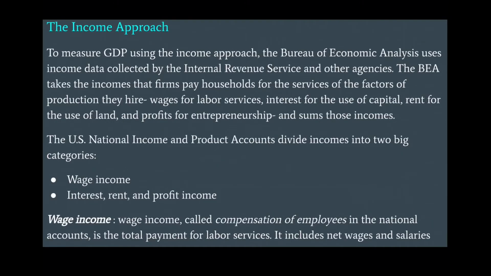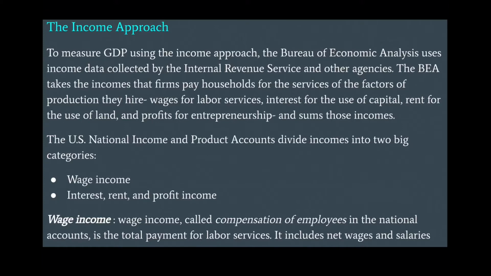The income approach. To measure GDP using the income approach, the Bureau of Economic Analysis uses income data collected by the Internal Revenue Service and other agencies. The BEA takes the incomes that firms pay households for the services of the factors of production they hire: wages for labor services, interest for the use of capital, rent for the use of land, and profits for entrepreneurs, and sums those incomes. The US national income and product accounts divide income into two big categories: wage income, and interest, rent, and profit income.